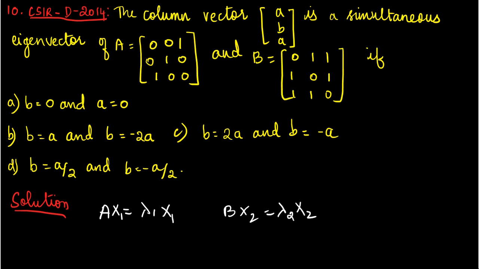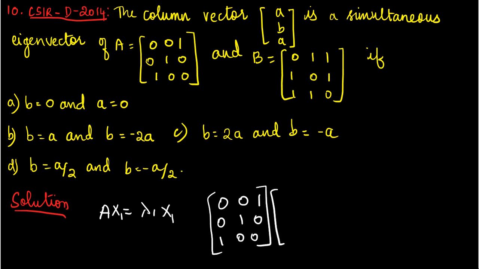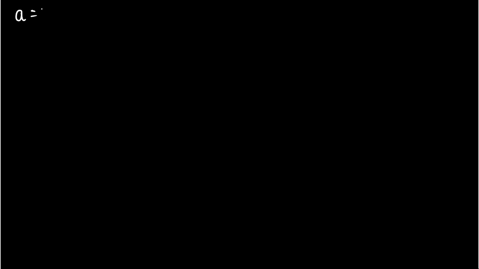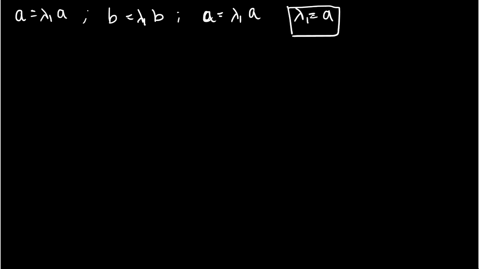So let me substitute over here for A vector. A is 0, 0, 1, 0, 1, 0, 1, 0, 0 into x. What is the eigenvector over here? A, B, A. And I don't know my lambda, so I'm going to consider it as lambda 1 times A, B, and A. So on solving this equation, you're going to basically get A is equal to lambda 1 A, B is equal to lambda 1 B, again A is equal to lambda 1 A. So if you see, you get lambda 1 is equal to 1 from all these equations. So you do not get any information about A and B.